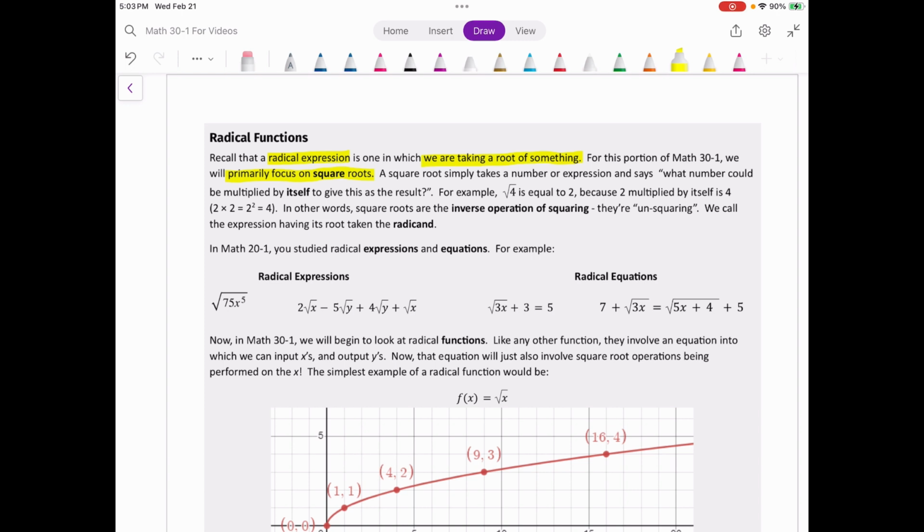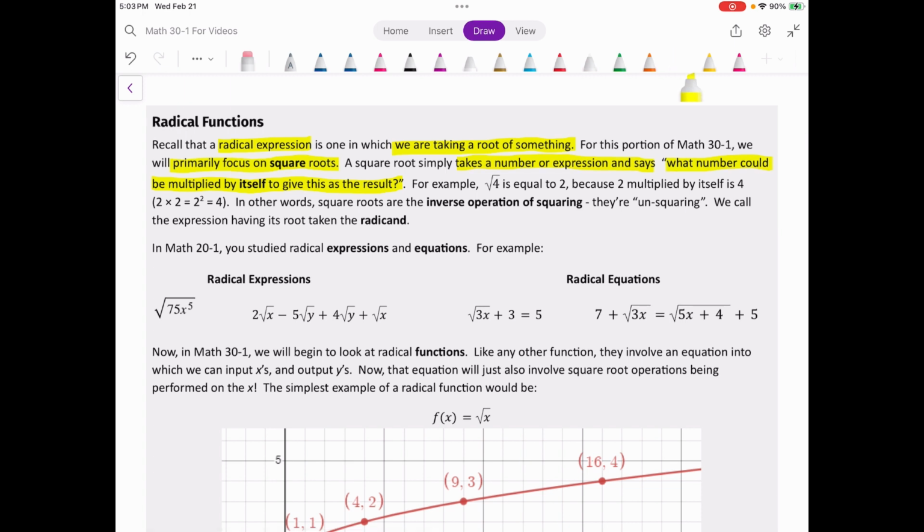So remember, what a square root means is it takes a number or an expression and says, what number could be multiplied by itself to give this as the result? For example, the square root of 4 is 2, because we're asking what number, if we multiplied it by itself, would give us 4? Well, the answer is 2. 2 squared, 2 times 2, gives us 4.